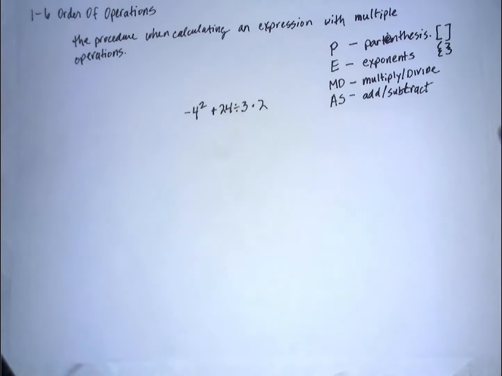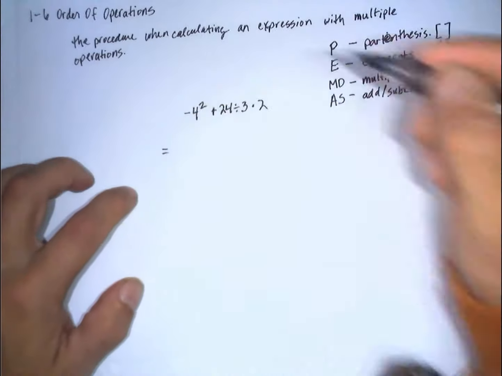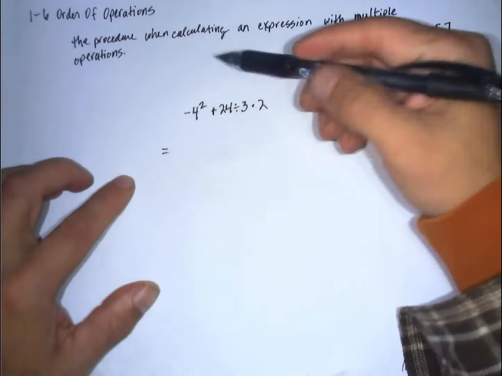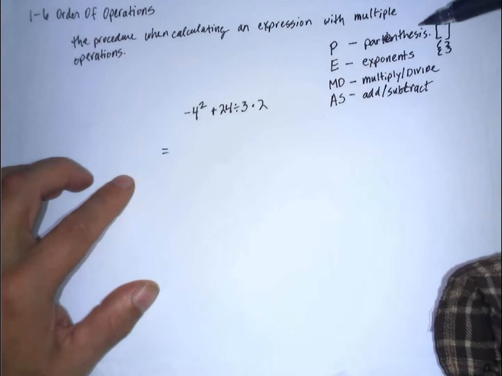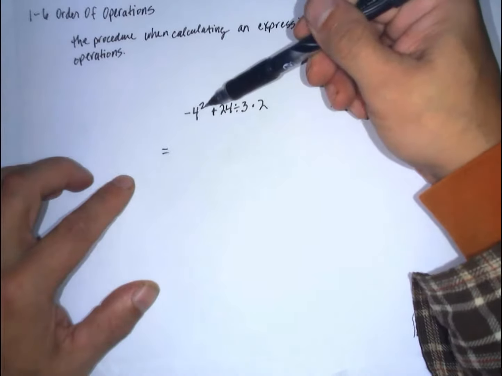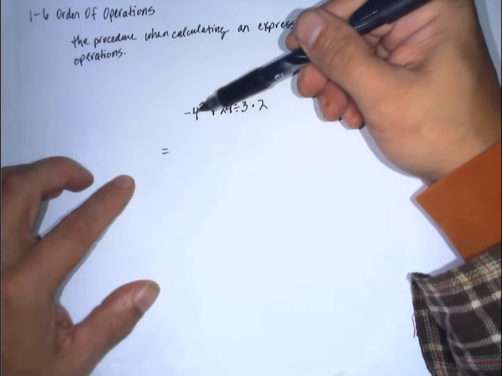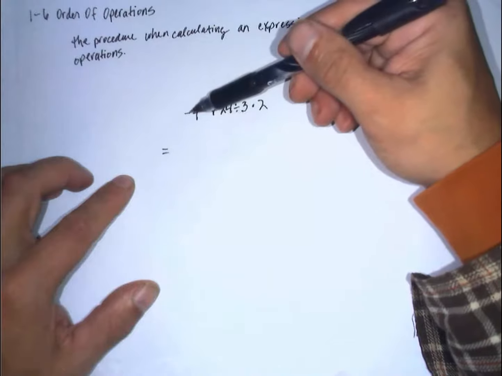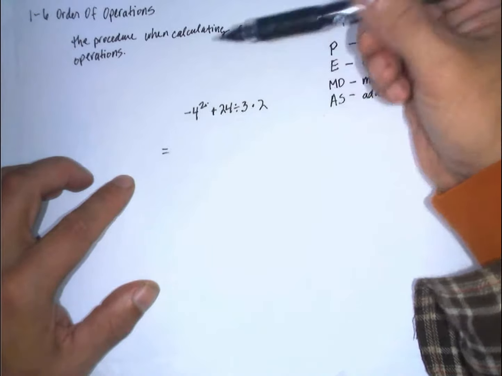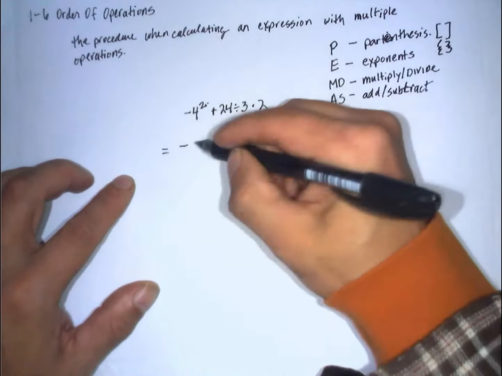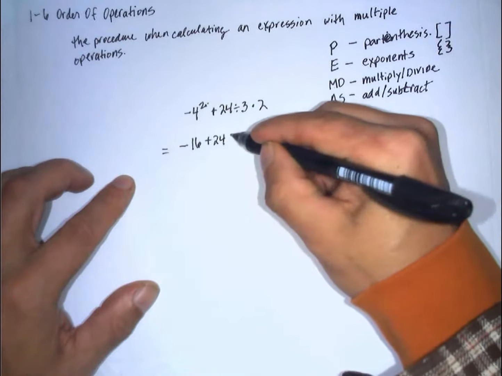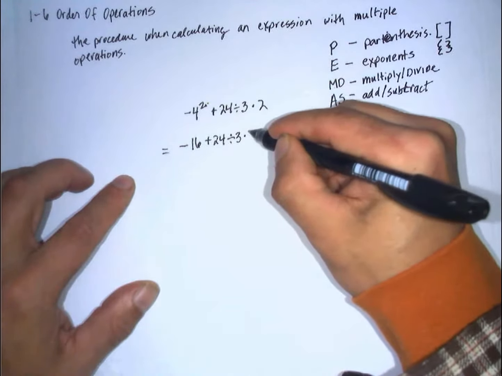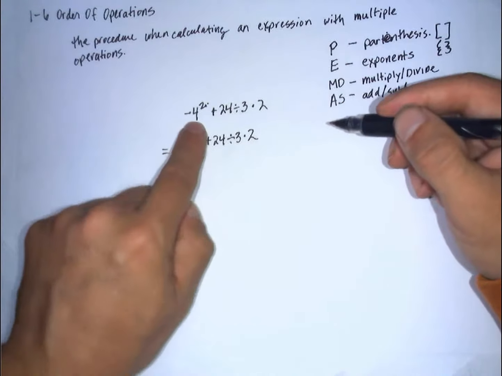This first one here, we're going to start from left to right, and we're going to calculate all the parentheses. We don't have any parentheses, so we're going to go to exponents. And the first exponent is right here. And 4 squared is 16. Notice this negative sign is not in parentheses, so it stays outside. So this is negative 16 plus 24 divided by 3 times 2. So all I calculated was this part here.